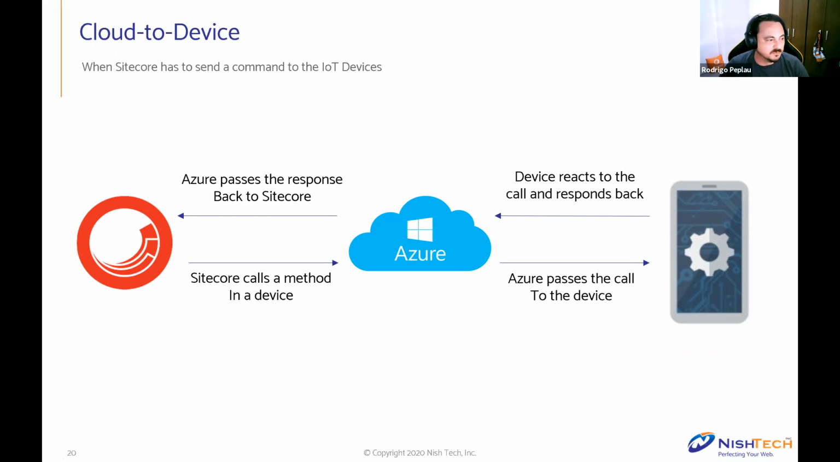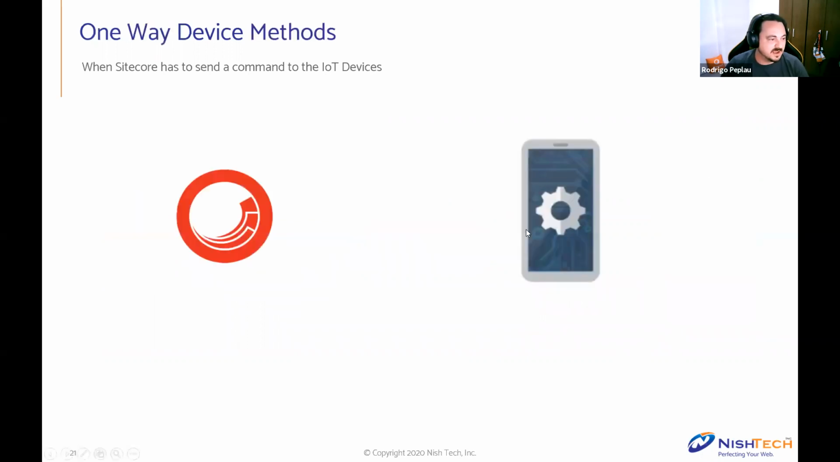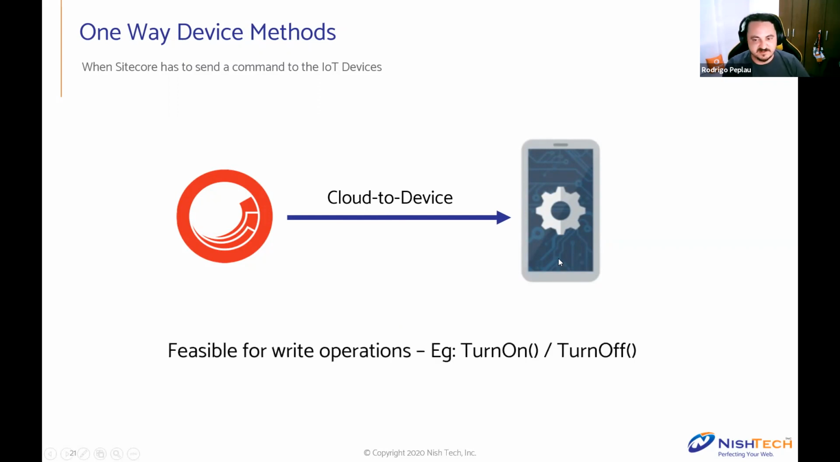Okay, so we are using these two communication directions, cloud to device and device to cloud, to put together the way that the module works. So we have two method types. One is the one-way device method. In this way, it's pretty straightforward. Basically, Sitecore will send a cloud to device request to the device, and we'll get the info back. It's important to use things like that, for instance, when you have to send a command or to update values in the device from Sitecore. For instance, when you want to turn on or turn off the device.